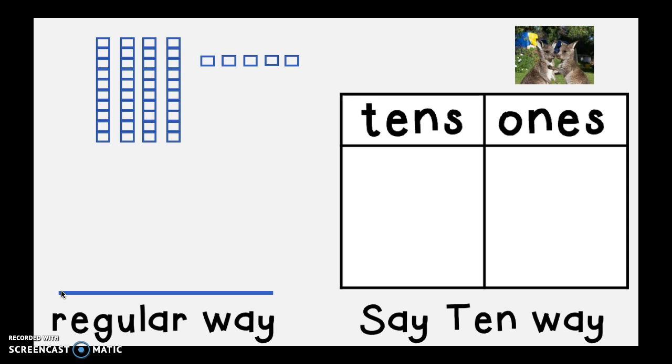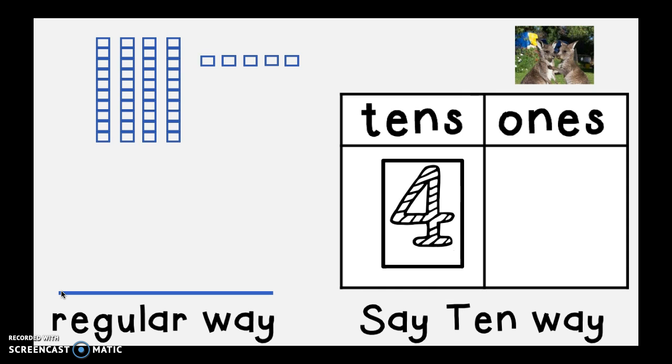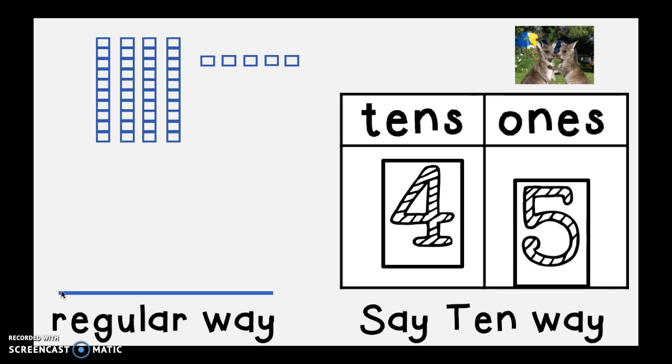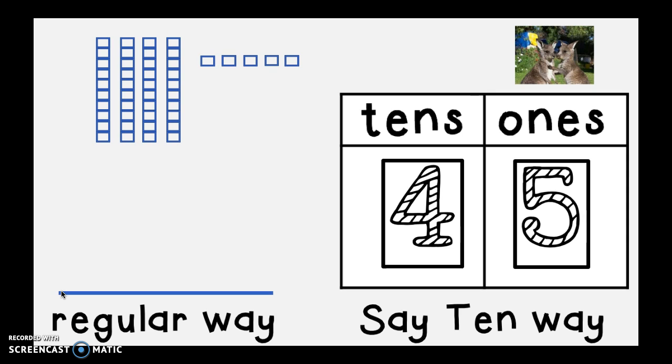Okay, this time I'm going to start with the say 10 way. I'm going to count how many groups of 10s I see. 1, 2, 3, 4. So in my place value chart, I'm going to put a 4 right there because that's how many 10s I have. Is that what you did? Well done. Now, how many ones did you see sitting out there by themselves? I'm going to count them. 1, 2, 3, 4, 5. So I have 5 ones. That means I have 4 10s and 5 ones.